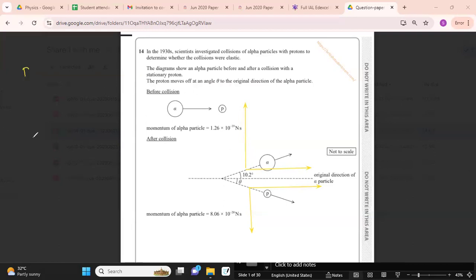So momentum before the collision in the horizontal component is 1.26 into 10 raised to the power of negative 19. Momentum after the collision for the alpha particle, we have 8.06 into 10 raised to the power of negative 20. That is the resultant momentum. Since we are concerned with just the horizontal momentum, we can take a look at the horizontal component.